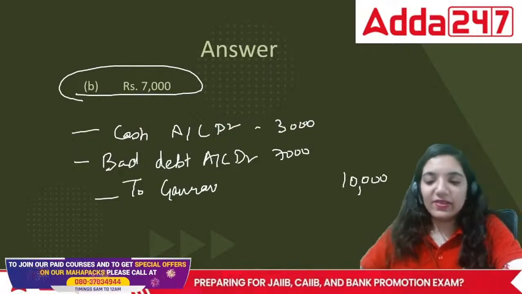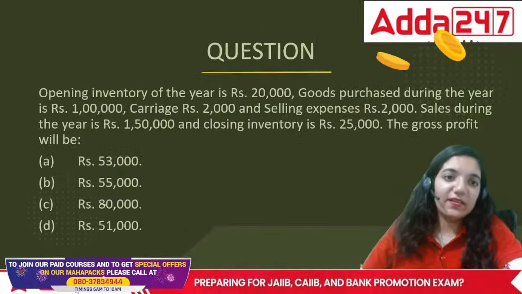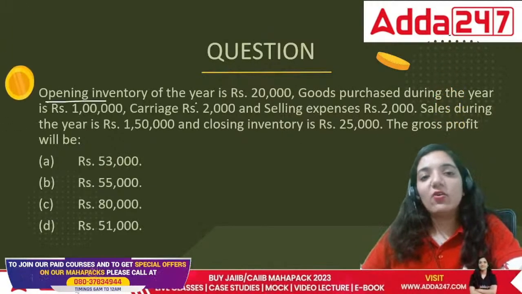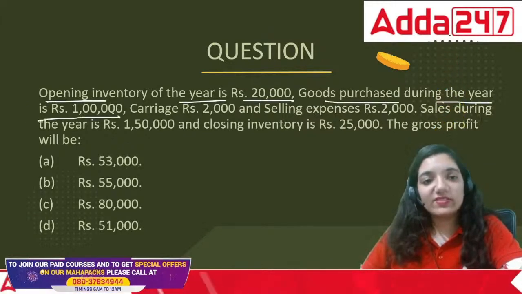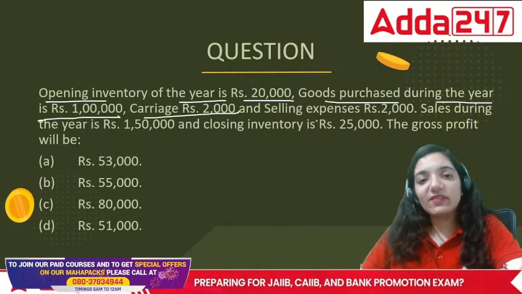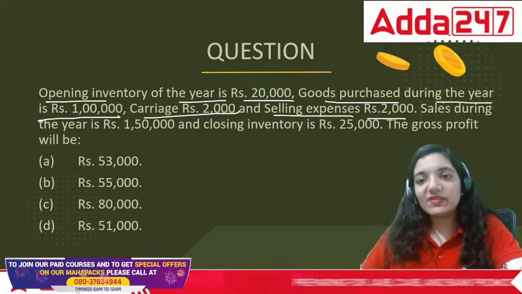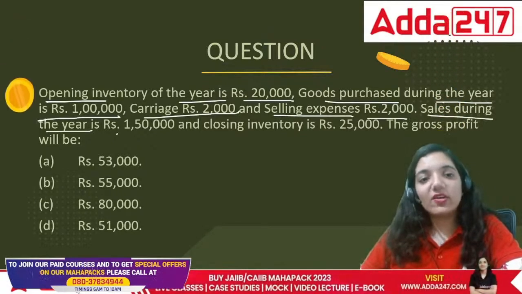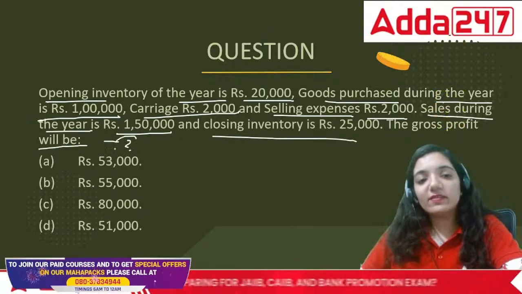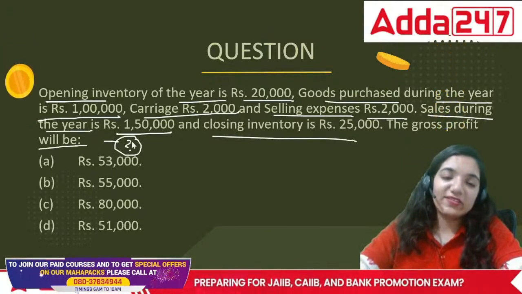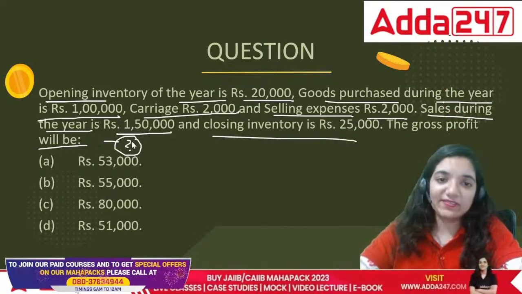30% is given there. Then opening inventory of the year is rupees 20,000. Goods purchased during the year is 1 lakh. Carriage inwards is given, as well as selling expenses. Sales during the year are 1 lakh 50. Closing inventory is given. You have to calculate the gross profit. What is the amount of gross profit?